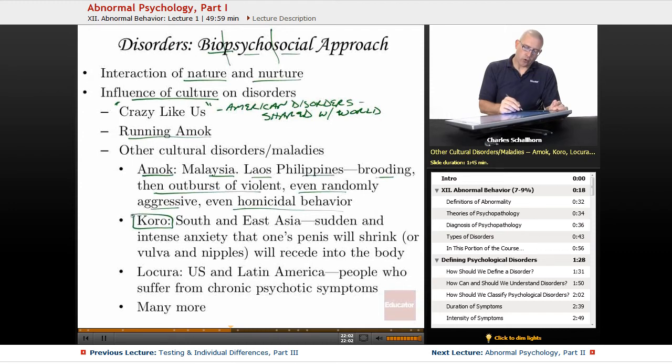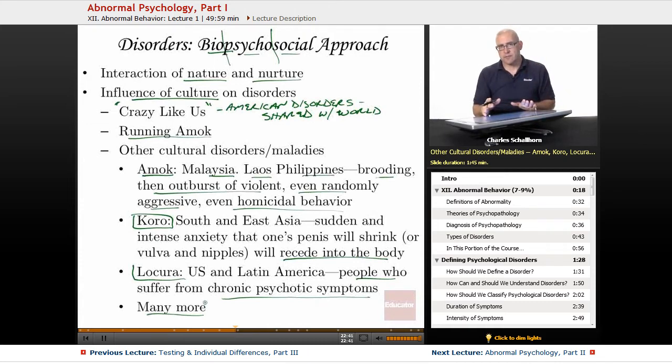Then there's this idea called koro, and this is in South and East Asia. It is the sudden and intense anxiety that one's penis will shrink, or for females, the vulva and nipples, and recede into the body. Then there is locura, and this is in the United States and Latin America. This is people who suffer from chronic psychotic symptoms. It's a Spanish word. And so when we're looking at these other cultural disorders and maladies, this is the beginning of a list. There are many more, and they're going to be particular to specific cultures.